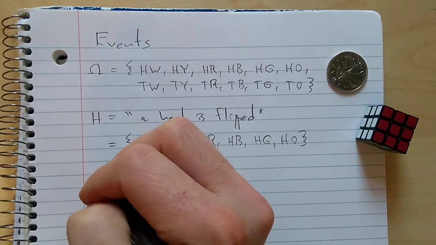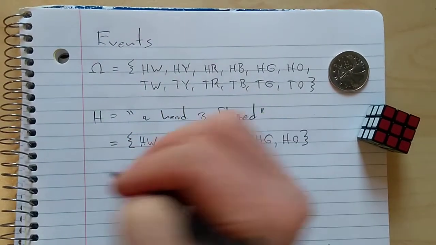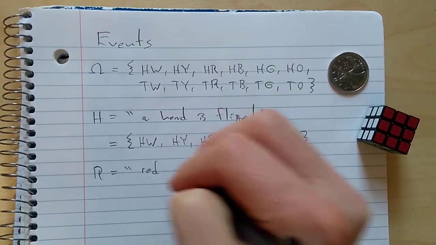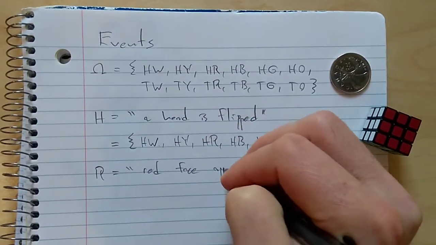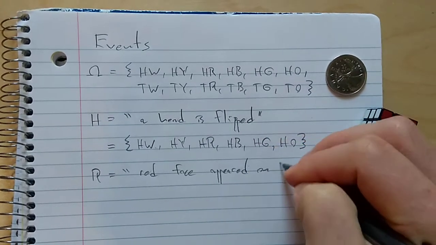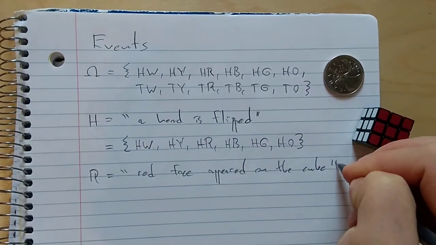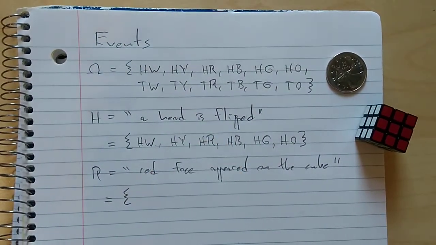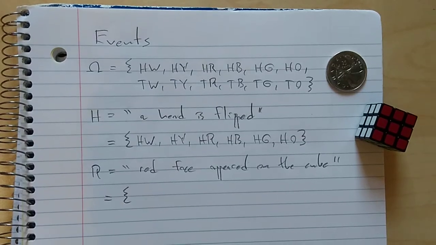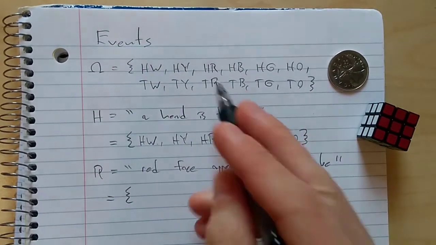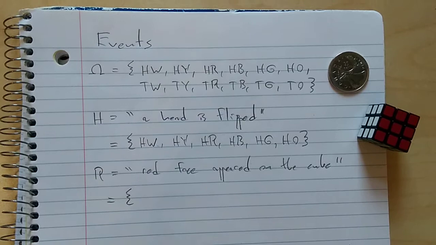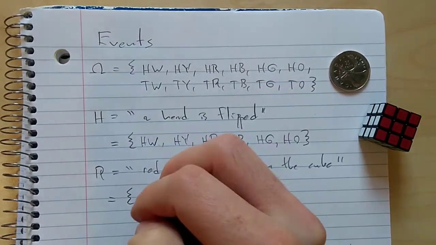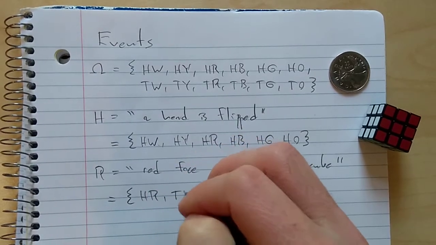Likewise, you could define an event, let's say R means that the red face appeared on the die. On the cube, I guess. And you could write out the outcomes in that event. So I just go through the sample space and pick out all the outcomes where this event occurred, so where a red face appeared on the cube. That's just these two: heads red and tails red.